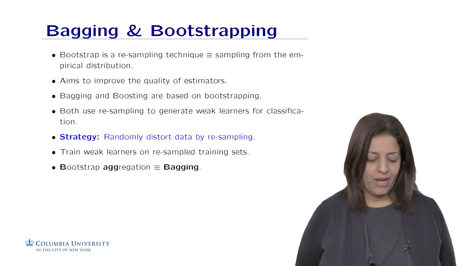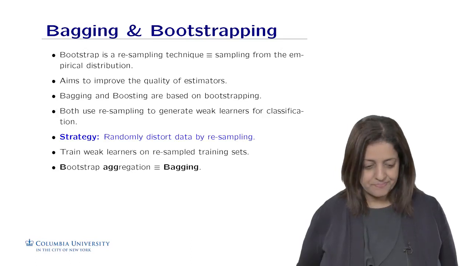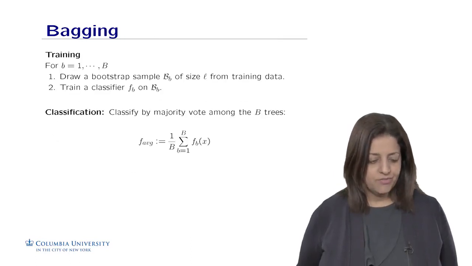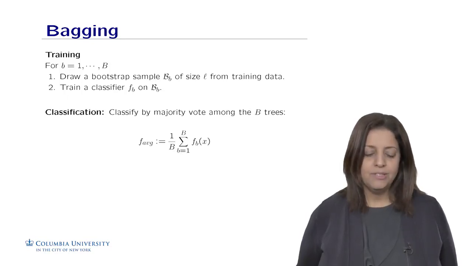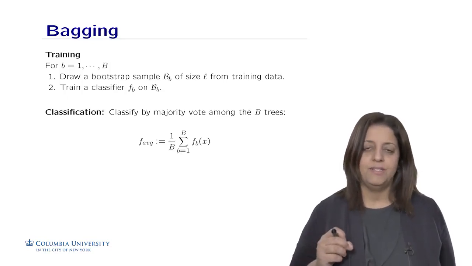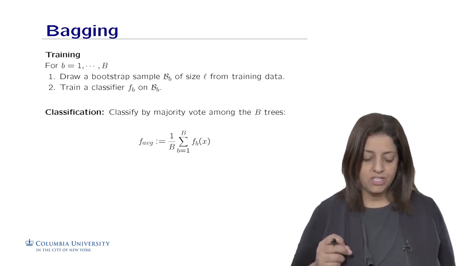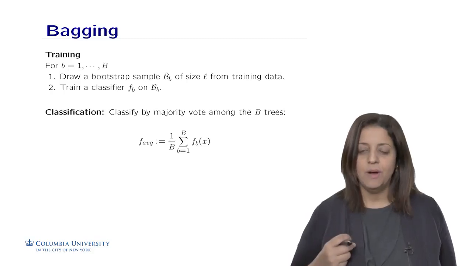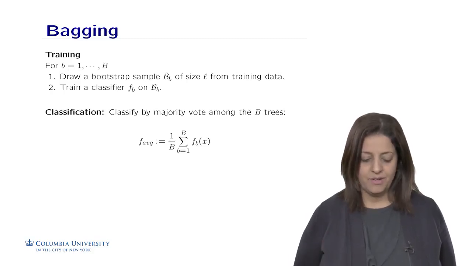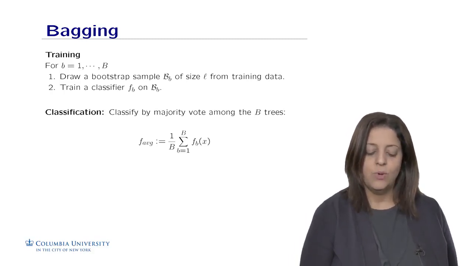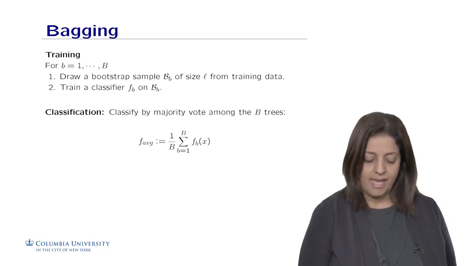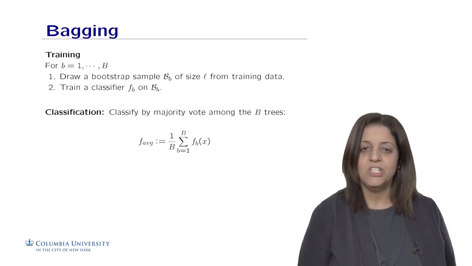Bagging is a compact way to say bootstrap aggregation. So bagging works as follows. For b equal to 1 to B, draw a bootstrap sample. The idea is to draw different samples from the data and build different classifiers based on these samples. And the classification then is a majority vote among the B trees or the B classifiers.